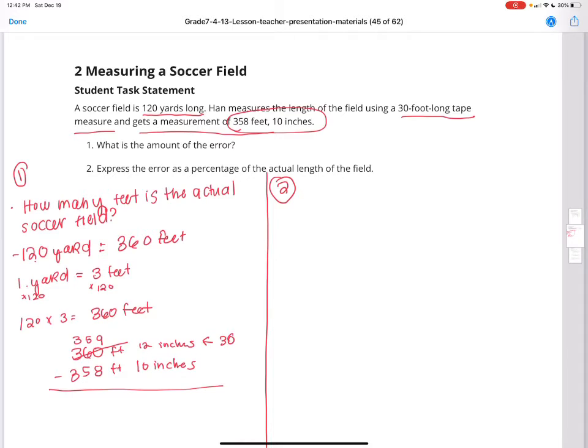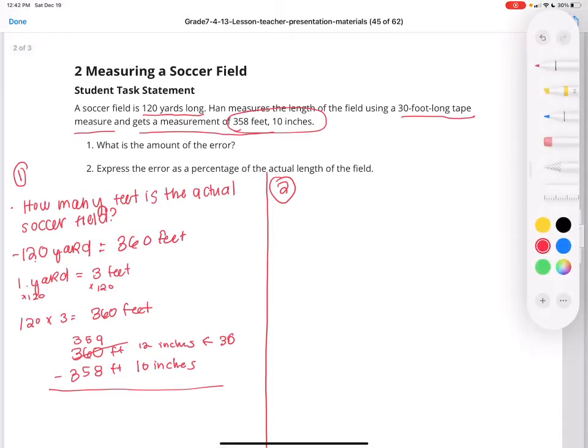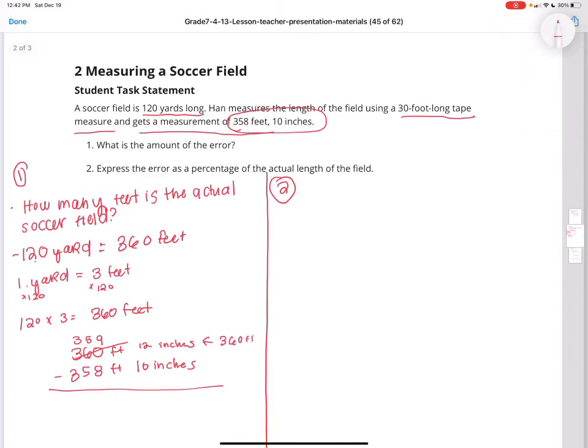Let me write this better. Let me erase that because I put 300. That is still representing 360 feet, because 359 feet plus 12 inches is 360 feet, okay? So it's the same thing. So now I want to subtract. He was off by 1 foot and 2 inches. 1 foot and 2 inches, okay?